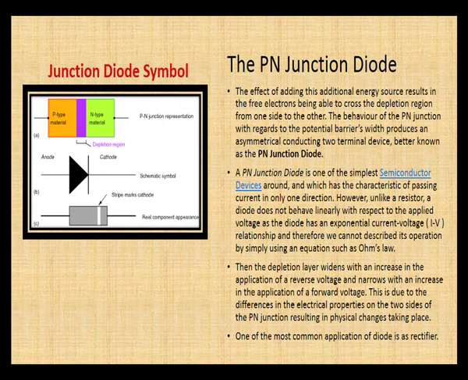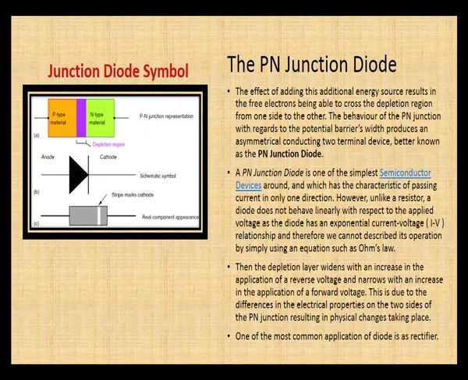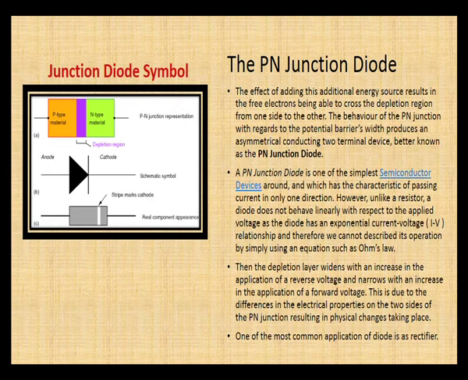The behavior of the p-n junction with regard to the potential barrier's width produces an asymmetrical conducting two-terminal device. This asymmetrical conduction across the barrier is called a p-n junction diode. The p-n junction diode is one of the simplest semiconductor devices around and has the characteristic of passing current in only one direction. Unlike a resistor, its VI characteristic is not linear, because the current varies as an exponential function. So we can't apply Ohm's law to the p-n junction characteristics.